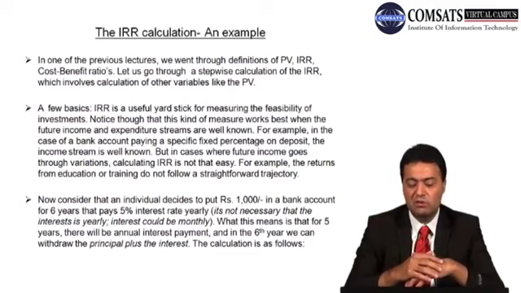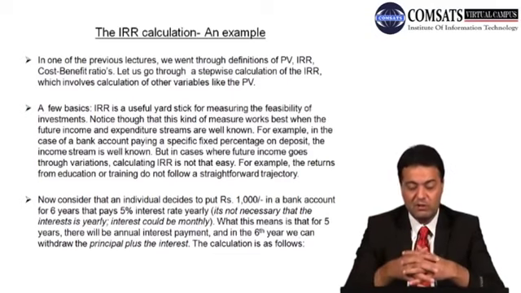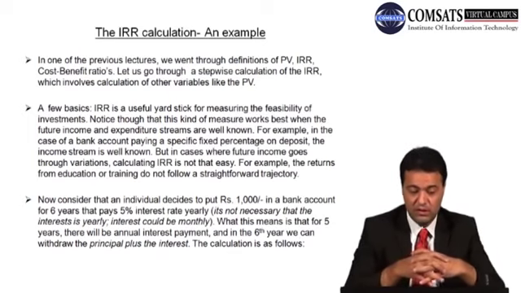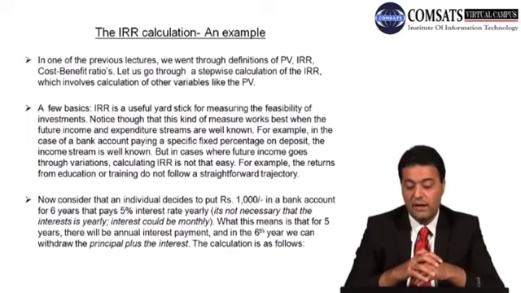Now consider that an individual decides to put, अब हम एग्जाम्पल की तरफ आ रहे हैं. Now consider that an individual decides to put ₹1000 in a bank account for 6 years that pays 5% interest rate yearly. सालाना मुनाफा 5%, 6 साल तक. Again, it's not necessary that the interest is yearly.